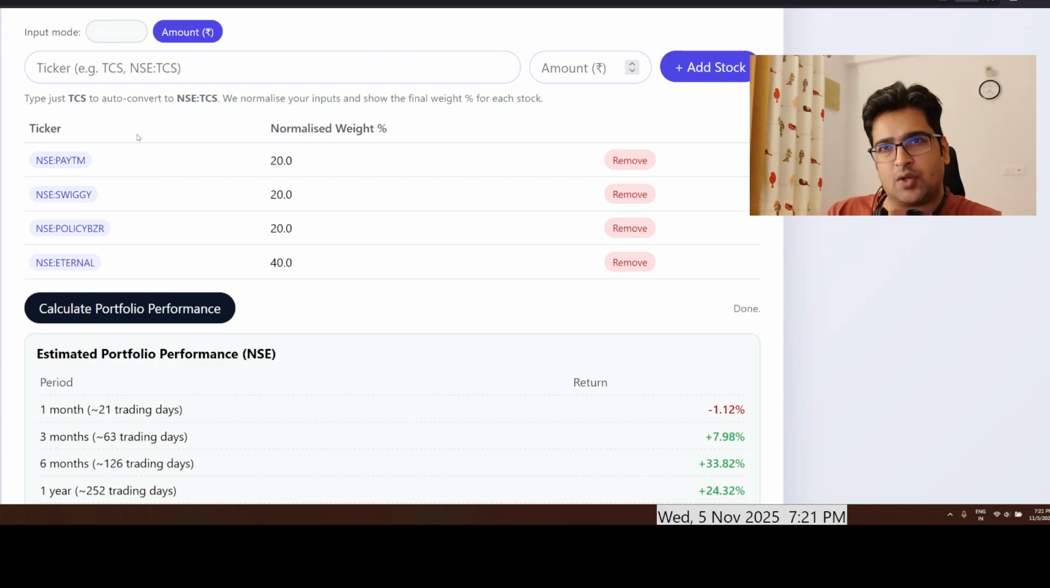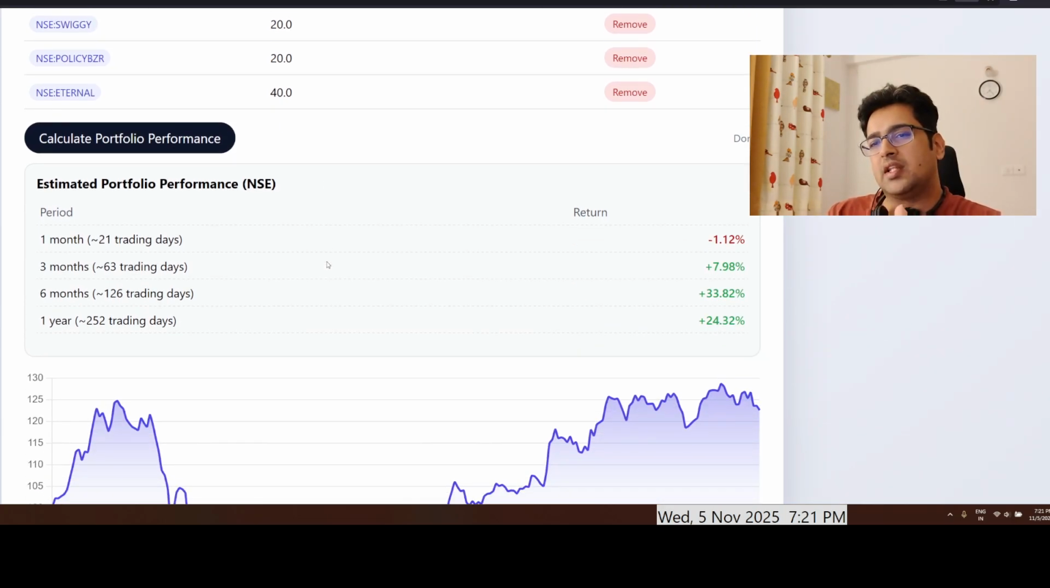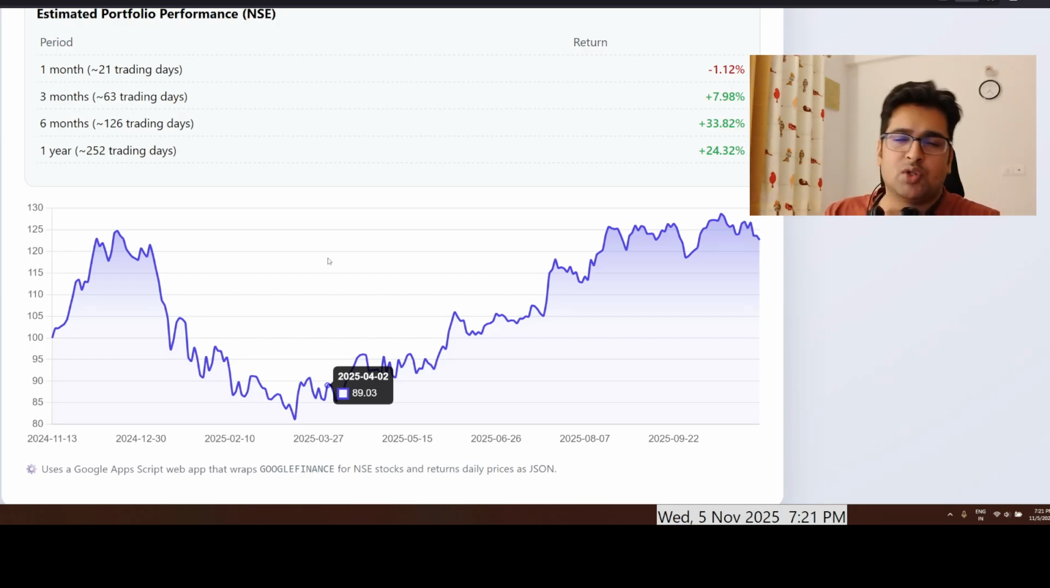I feel like this is a very useful tool where you can simulate different kinds of portfolios. You can play around with the weights, you can play around with the components, and just see what this portfolio looks like. So let me know in the comments what you think about this tool.